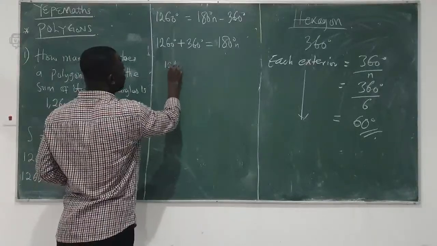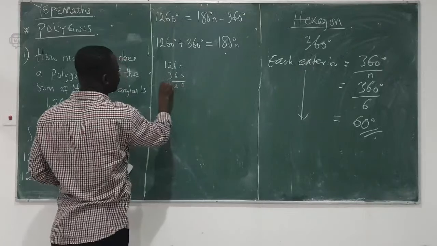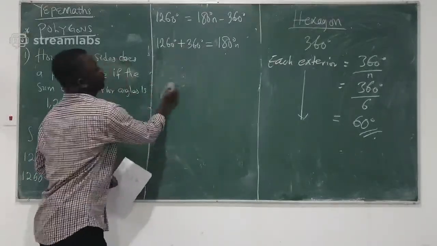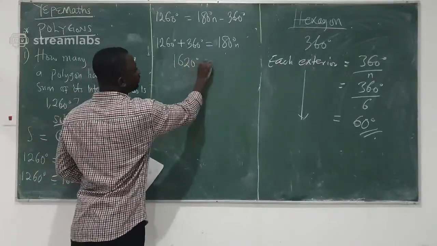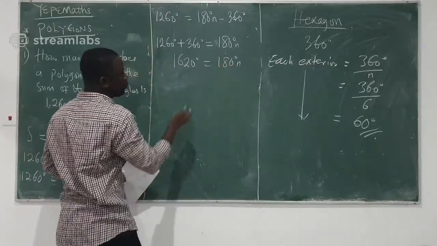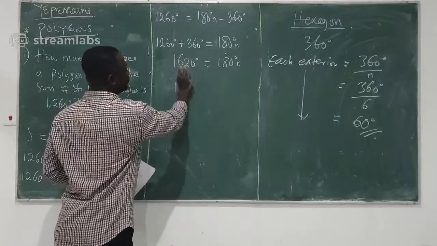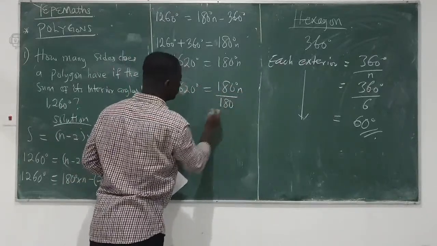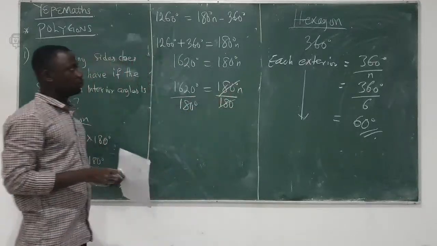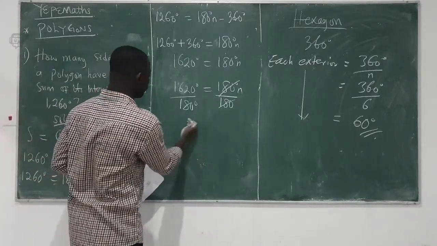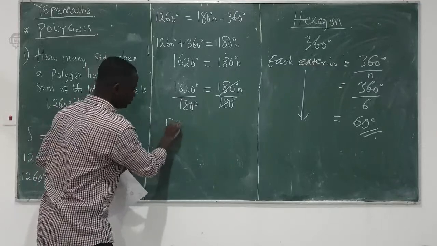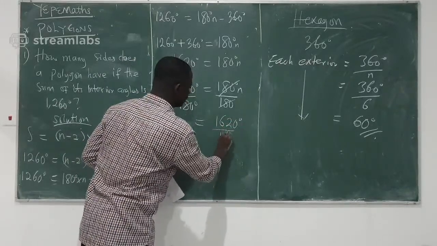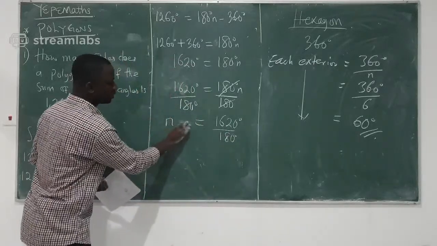So what is this? 1260 plus 360 gives 1620. So 1620 degrees is equal to 180 degrees n. Since we're looking for n, we divide both sides by 180 degrees. So what is your n? You have n equal to 1620 degrees divided by 180. I just want the n to be on the left hand side.